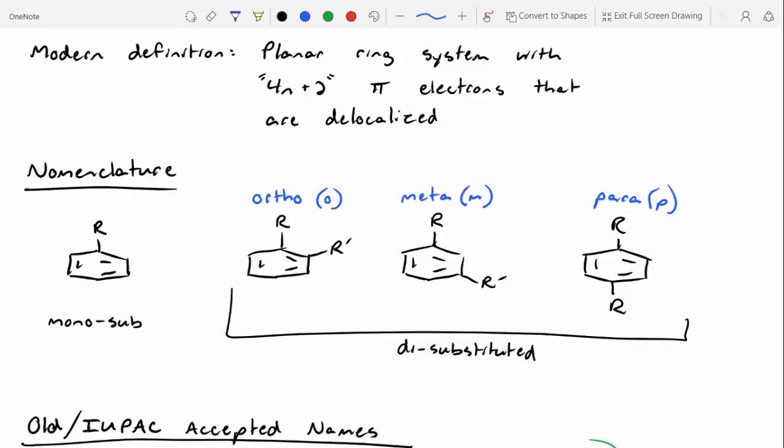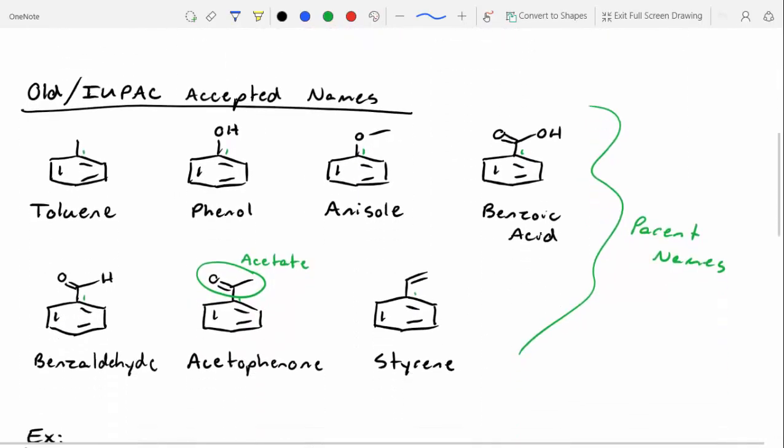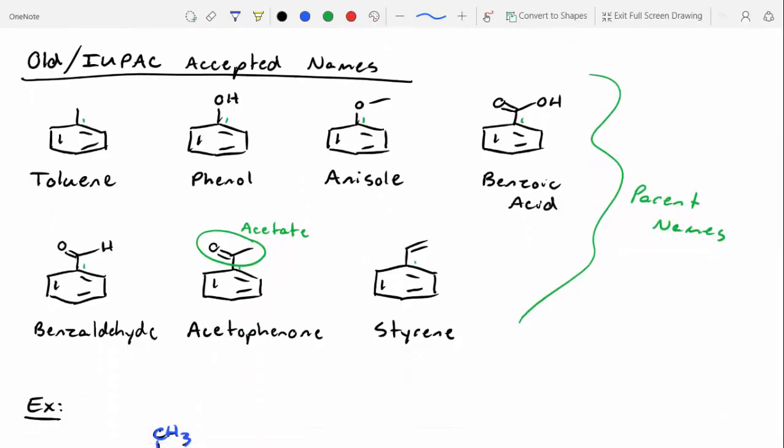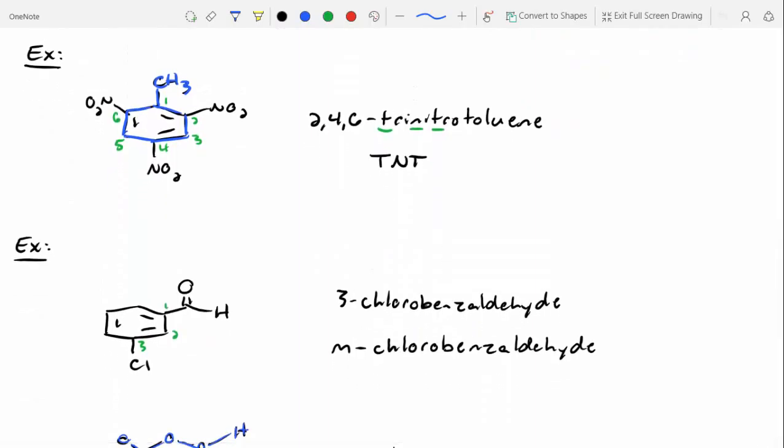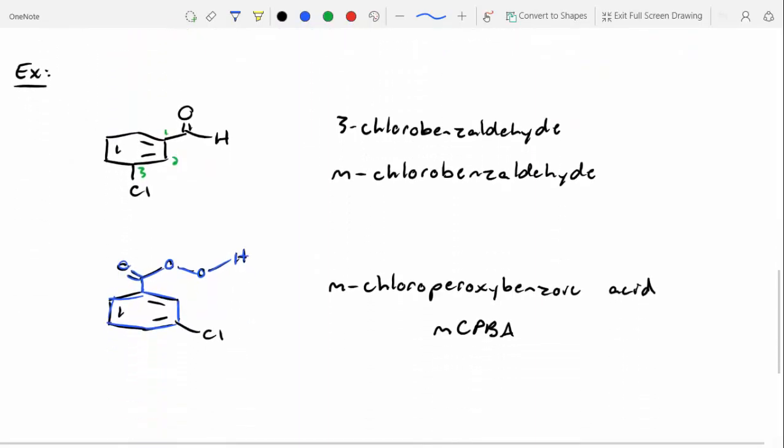We said that with disubstituted rings, there's oftentimes this use of ortho, meta, or para to describe the location of your two substituents. And then we said that these older names have held on even through all the IUPAC nomenclature rules, and these are generally used as parent names. And we did a couple examples with TNT, meta-chlorobenzaldehyde, and then meta-chloroperoxybenzoic acid.